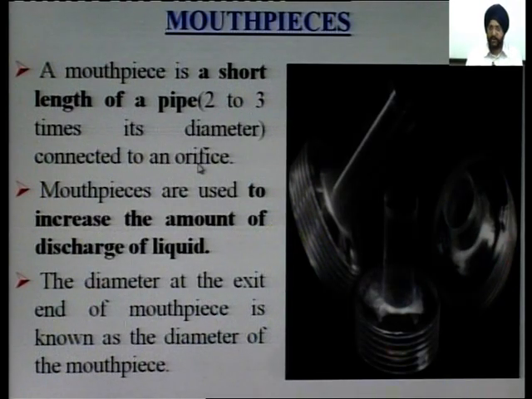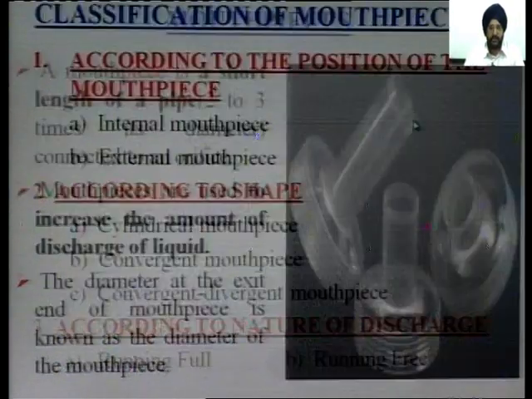Now, this is very important here. We connect this mouthpiece to the orifice, and mouthpieces are again used to increase the amount of discharge of liquid. Suppose we want in a particular tank to increase the amount of discharge coming out of it, we can use the mouthpiece. And thirdly, the diameter at the exit end of the mouthpiece here, this dia, it is known as the diameter of the mouthpiece. Repeating once again, what is the diameter of mouthpiece? The diameter at the exit end of the mouthpiece is known as the diameter of the mouthpiece.